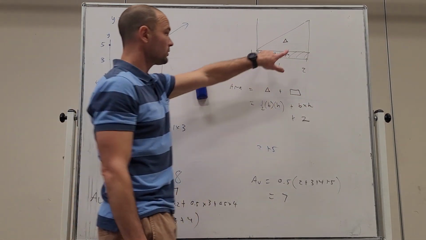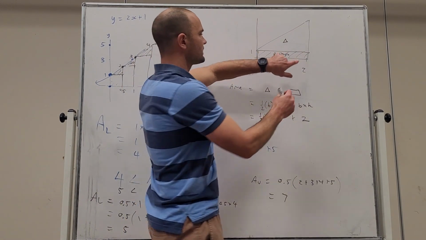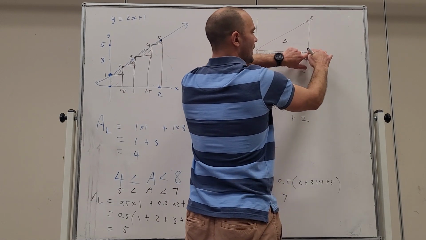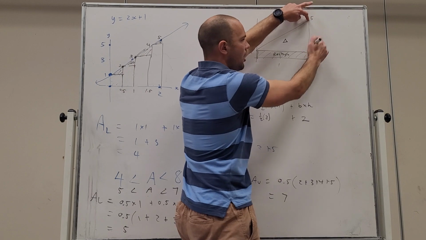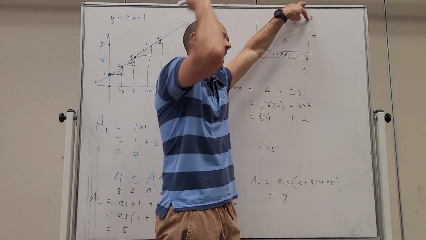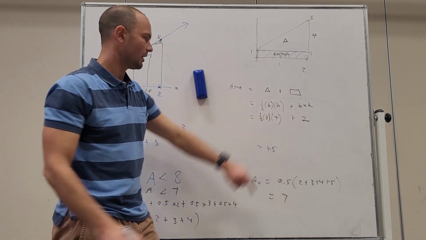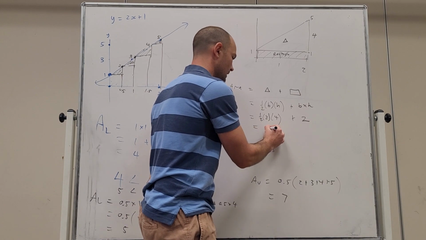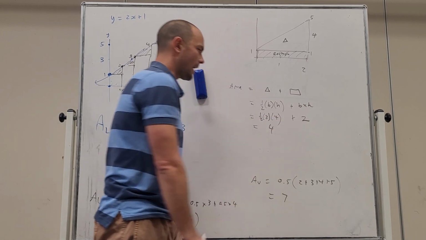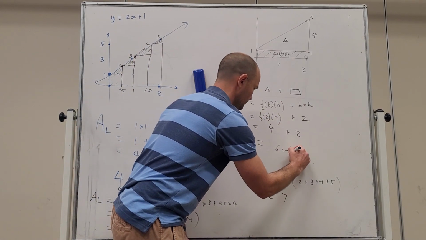The triangle also has a base of 2, but it has a height that goes from 1 to 5. This is 1, this is 5, which means the height of it is 4 units. There are 4 units between 1 and 5. So half of 2 times 4 is 8, and half of 8 is 4, and 4 plus 2 is 6.